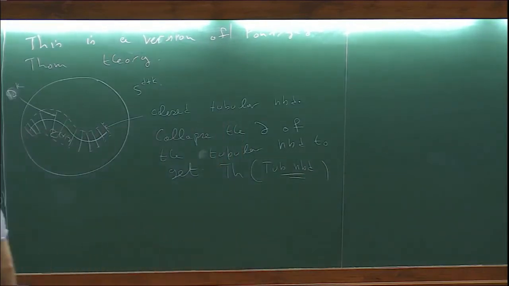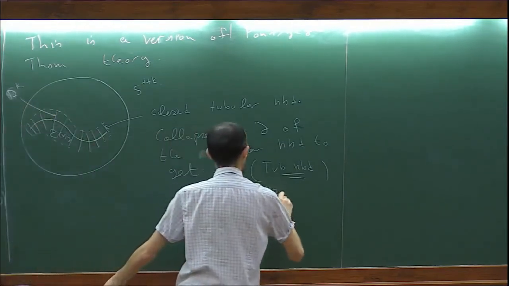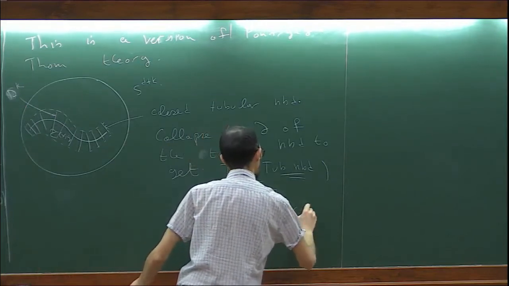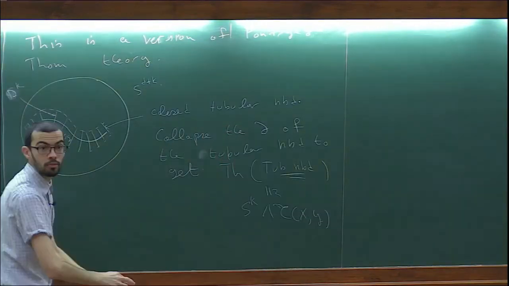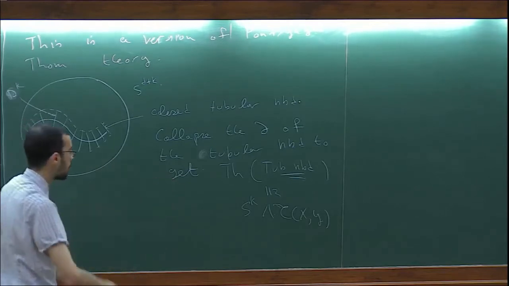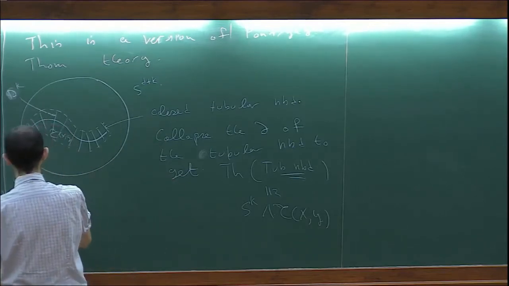Because the tubular neighborhood is trivial, this Thom space is exactly what I wrote, S^k smashed with T_XY. As in the previous lectures, I don't keep track of base points; there should be an extra base point here. But now, if you've collapsed the boundary, you can also collapse everything outside the boundary to that same boundary point.